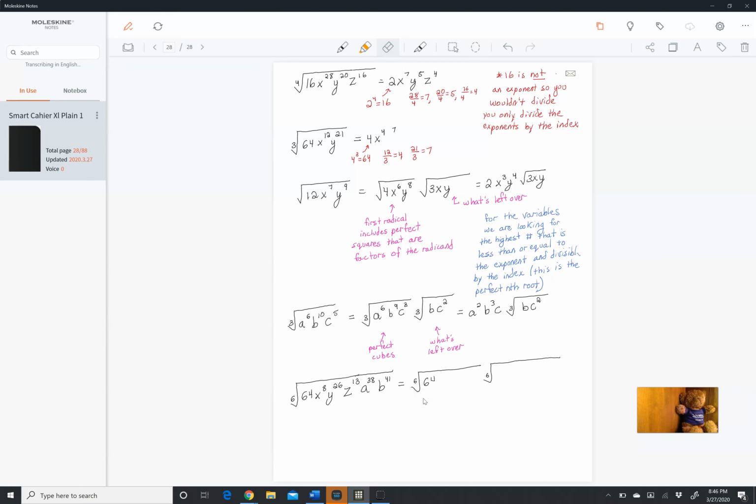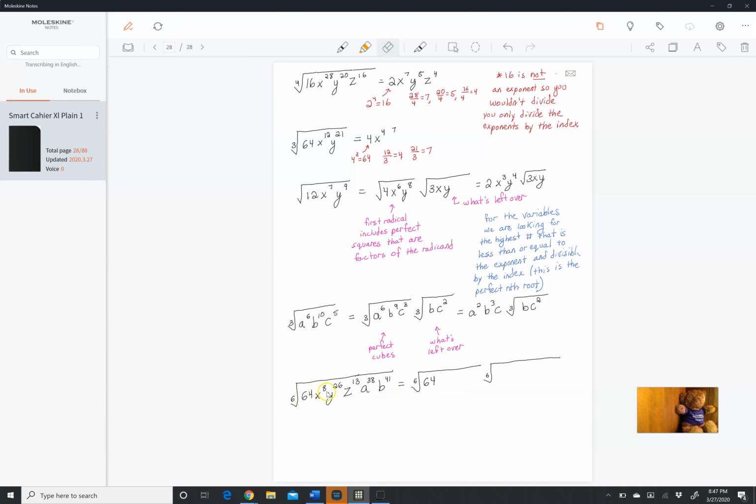So it would go under here. There's nothing left over. Because it's a perfect 6th root, there's nothing left over. Okay, now we're going to do our exponents. We start at 8. 8 is not divisible by 6. Okay, so we go down by 1. 7, not divisible by 6. We go down by 1 more. 6. 6 is divisible by 6.